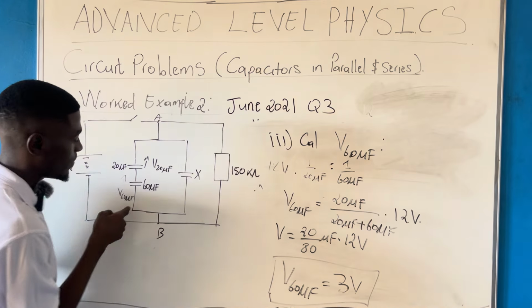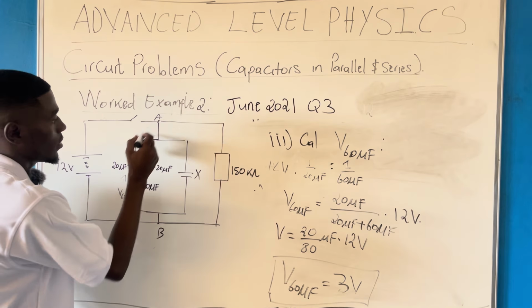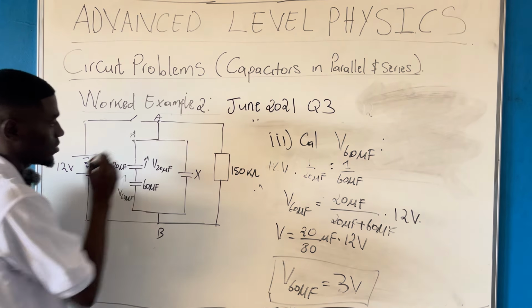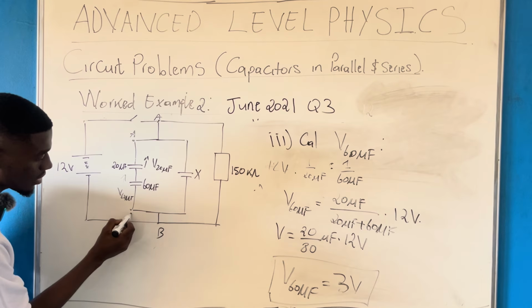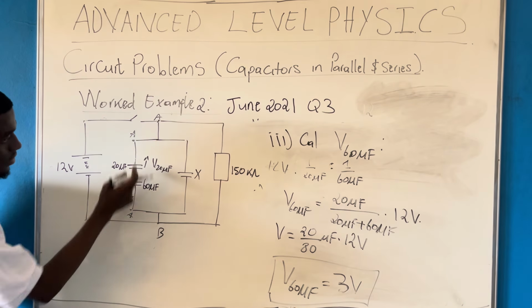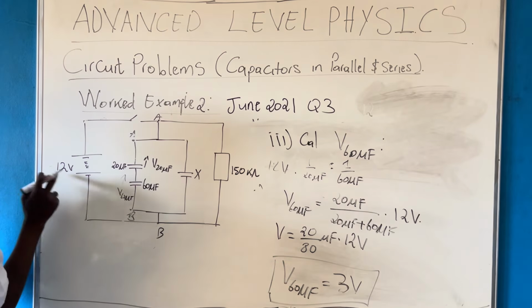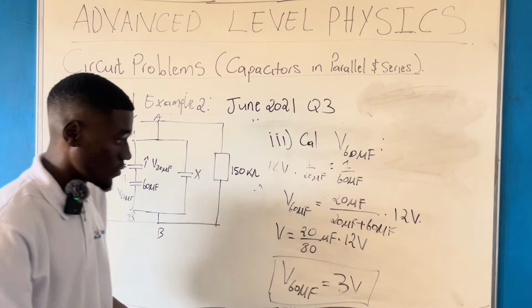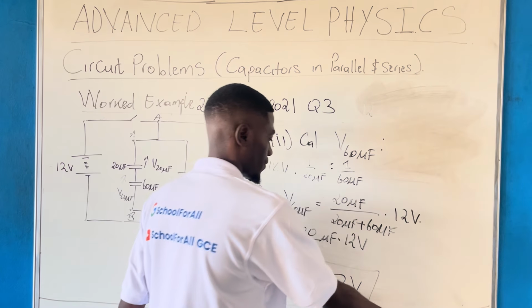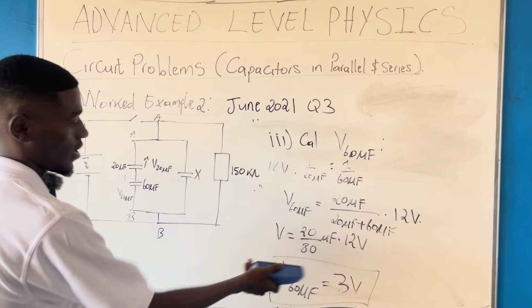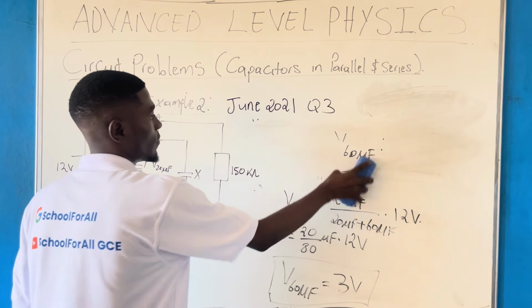But here it is being shared. This point A, this is the point again, this B here, this is it again. So it means that the PD across AB here is the same here, which is the same here, which is 12 volts. So that is it for Roman 3. Now let us go to Roman 4.